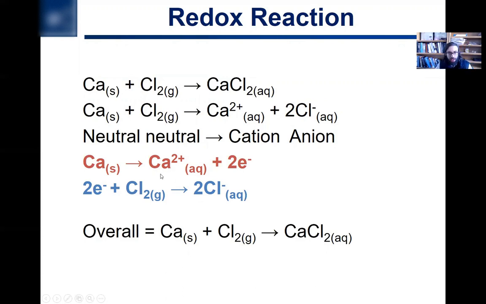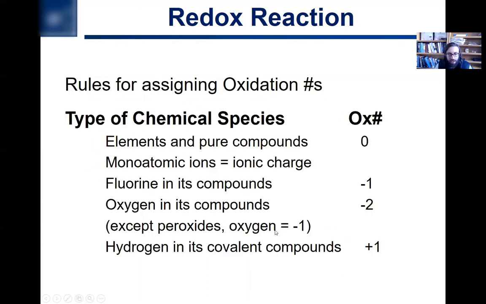And overall, you could add these reactions up, cancel the 2 electrons, and then combine the ions back into the ionic form of the compound, and you get this overall reaction. So a really important thing that I really expect you to know and do very well at is assigning oxidation states.